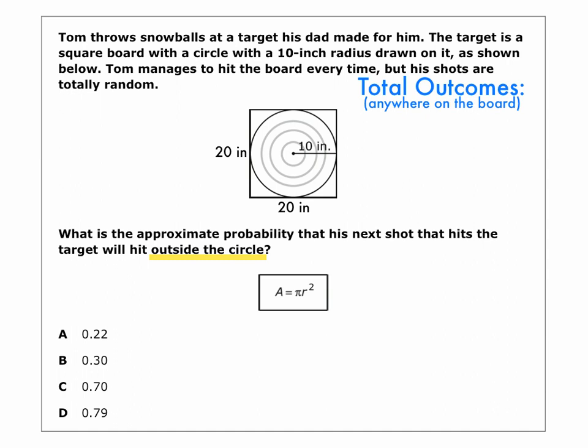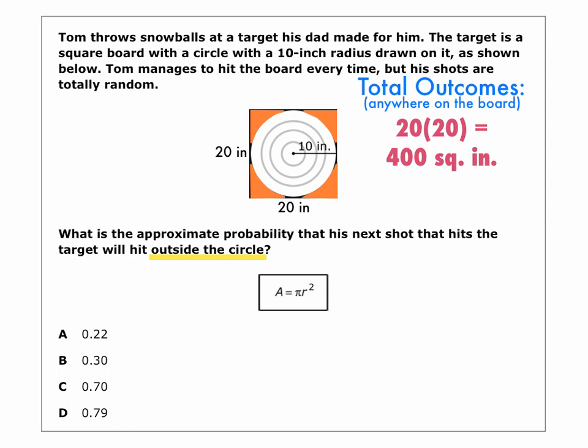To find the area of the whole square, I take my side lengths and I square it. So 20 squared, or 20 times 20, is going to give me 400 square inches as the total area of the entire square. Now, it asks me what is the probability that his next shot hits the target outside the circle. So my favorable outcome is going to be this space outside of the circle that's highlighted orange. In order to find the area of the orange highlighted areas, which look like kind of triangles in the corners of the square, I need to take the area of the square and subtract the area of the circle.